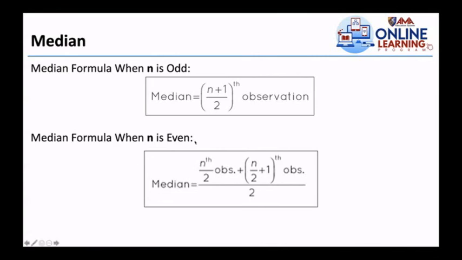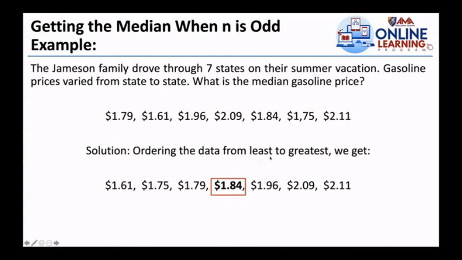Now, if n is even, let's say n is 8. How do you get the middle or the median? You divide first, 8 divided by 2 is 4. And then to that 4, you add 1. So you get the 4th and the 5th. But first, you have to arrange it from least to greatest. You get the 4th and the 5th, add them, and divide by 2. You'll understand this better if you have a specific example.